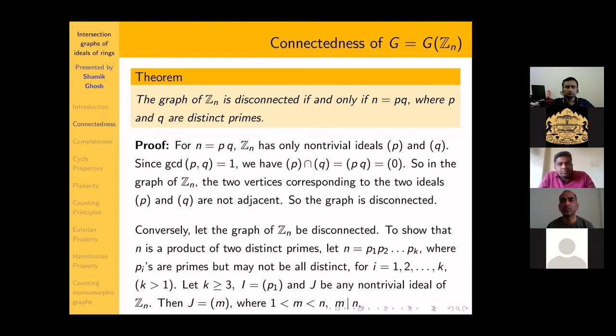The converse part requires more. Actually, suppose the graph is disconnected, and suppose n is the product of k primes, right? And these primes may not be all distinct. So first we want to show that whenever k is greater than or equal to 3, the graph is always connected. So suppose I is generated by one single prime, that is P1, and J is generated by another non-trivial ideal, suppose generated by M, where M divides N, right?